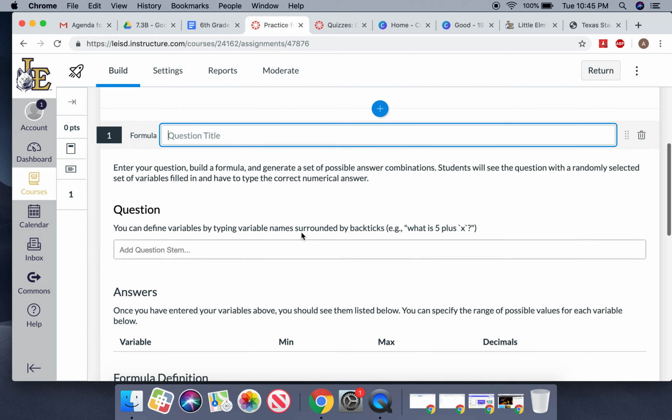So it says, enter your question, build a formula, and generate a set of possible answer combinations. Students will see the question with a randomly selected set of variables filled in and have to type the correct numerical answer. The way it's worded, you can define the variables by typing variable names surrounded by the backtick. So for example, what is 5 plus x?